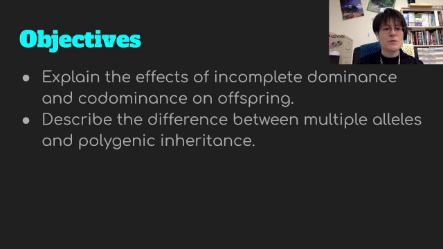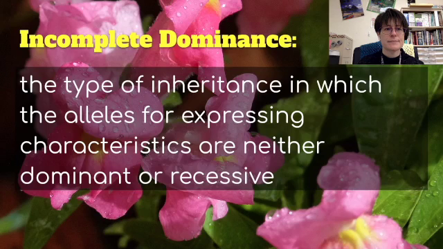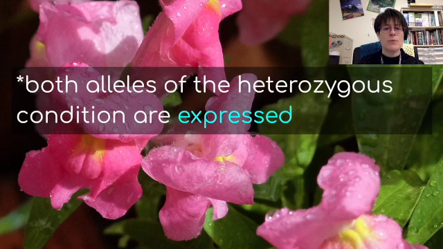So our objectives today will be to explain the effects of incomplete dominance and codominance on offspring and describe the difference between multiple alleles and polygenic inheritance. So the first thing is incomplete dominance. This is the type of inheritance in which the alleles for expressing characteristics are neither dominant nor recessive. Both alleles of the heterozygous condition are expressed at the same time.